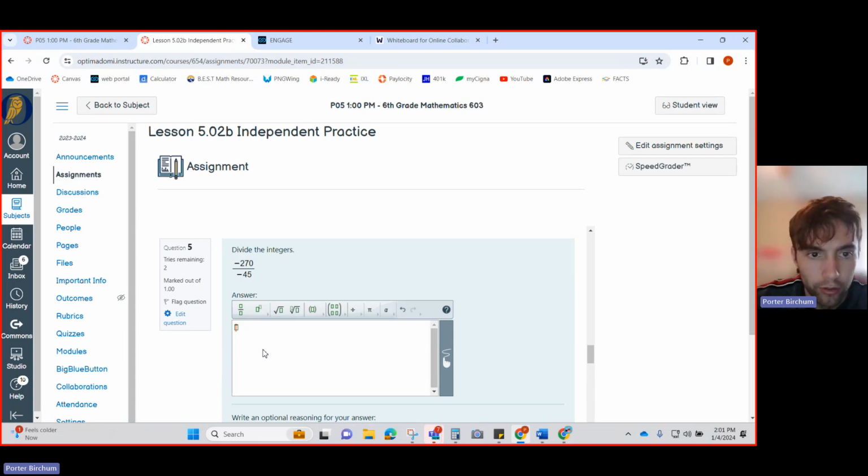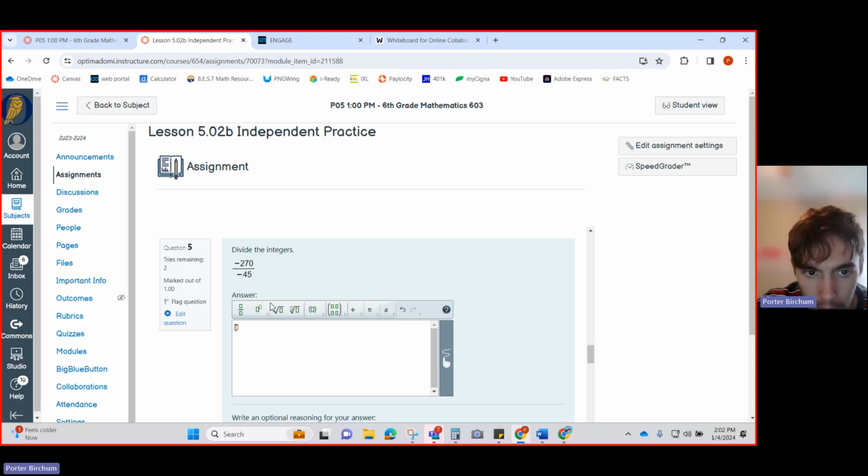Question 5. Divide the integers. Here we have another problem where the division question is written like a fraction. It's good to get used to different ways that division questions can be written. We have here negative 270 divided by negative 45.